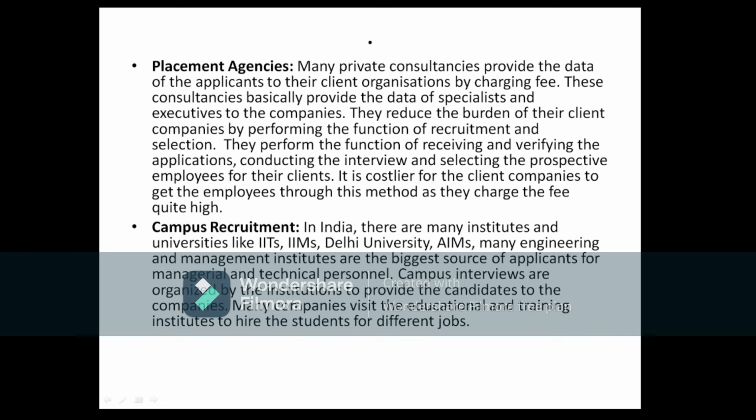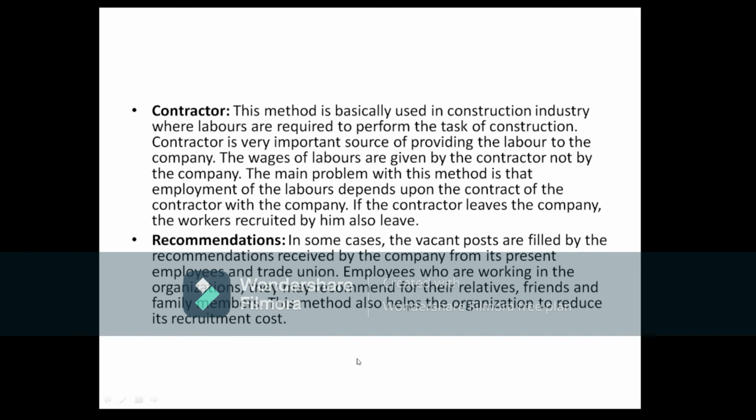Now moving to the next slide, that is contractor. Again, this is a very important source of getting the candidates, and this source is basically used in construction industries, where the contractor supplies a large number of labor to the employer. But the main thing in this is the employer is not having close contact with the laborers, right? Only the contractor is having the contact with the laborers. So this is the biggest disadvantage of this method.